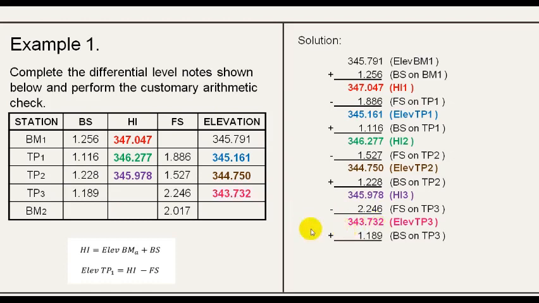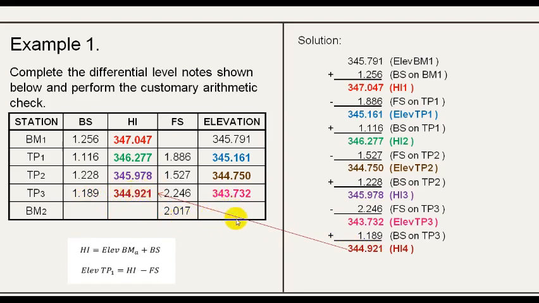Then, ato na pong paon ang height of instrument sa fourth setup. Balik-balik lang siya, which is 343.732 plus 1.189, atong backside reading sa turning point 3. So, which is equals to 346.921. So, atin po i-fill in ani na cell.